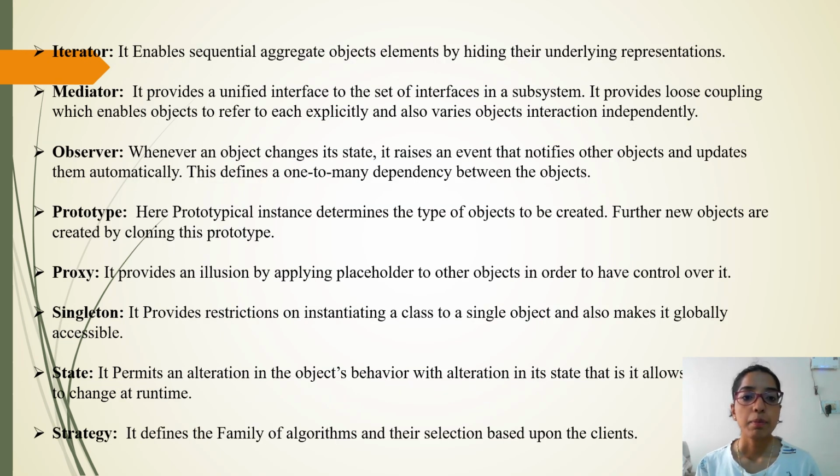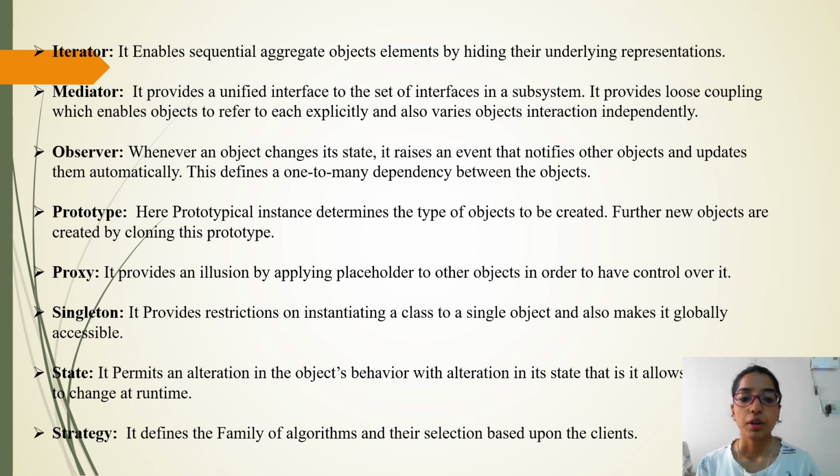Iterator. It enables sequential access to aggregate object's elements by hiding their underlying representations. Mediator. It provides a unified interface to a set of interfaces in a subsystem. It provides loose coupling, which enables objects to refer to each other explicitly and also varies the objects' interaction independently. Observer. Whenever an object changes its state, it raises an event that notifies other objects and updates them automatically. This defines a one-to-many dependency between the objects.